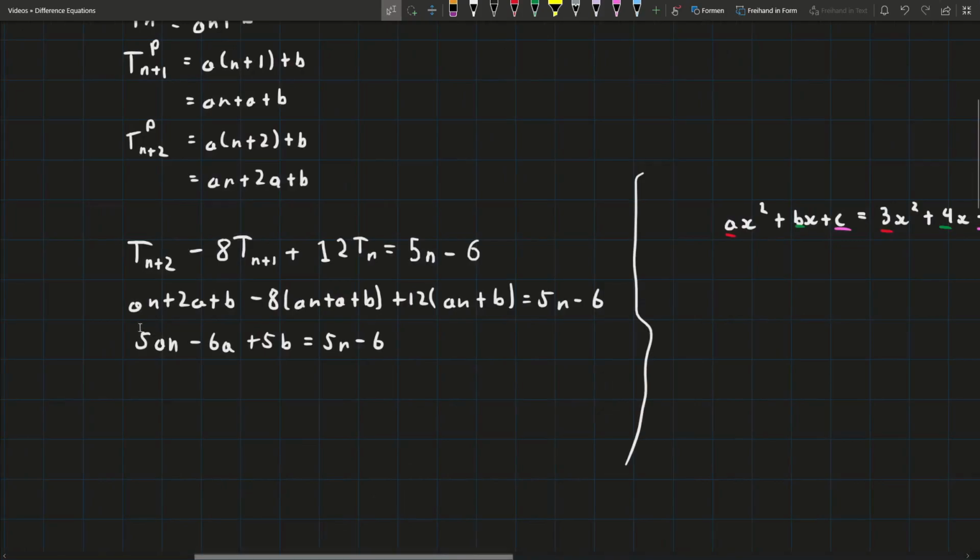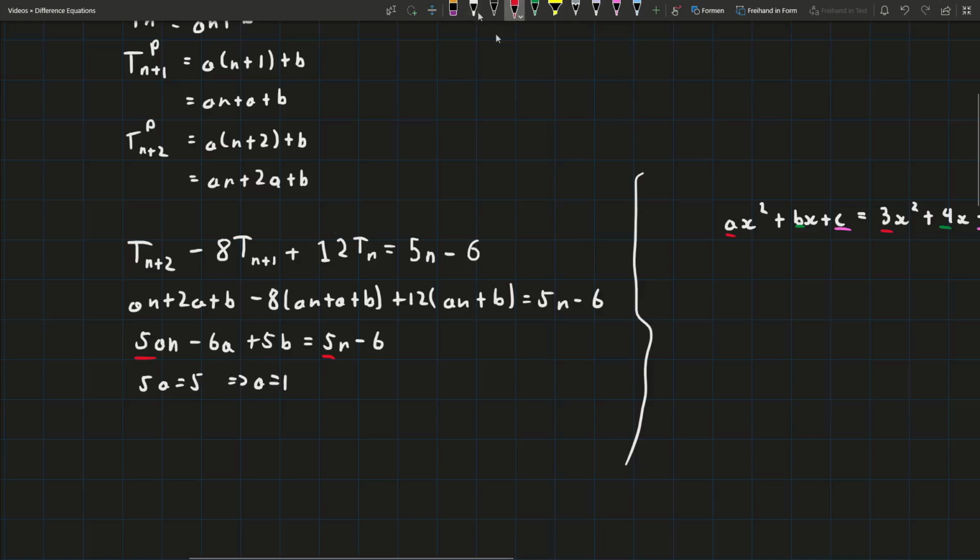So we want to get all the stuff with a's and b's to one side and all the stuff that doesn't have them to the other side, but they already are. And we can compare the coefficients. So the numbers in front of the n's have to be the same, as over here the numbers in front of the x's had to be the same. So 5a has to be equal to 5, which means that a is equal to 1.